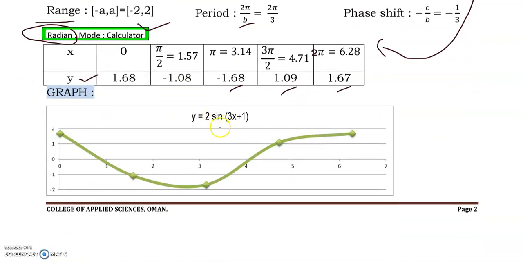Okay. After that, how to make the graph? You see here, this is your x-axis. See here 0. This is your x-axis, and this is your y-axis.